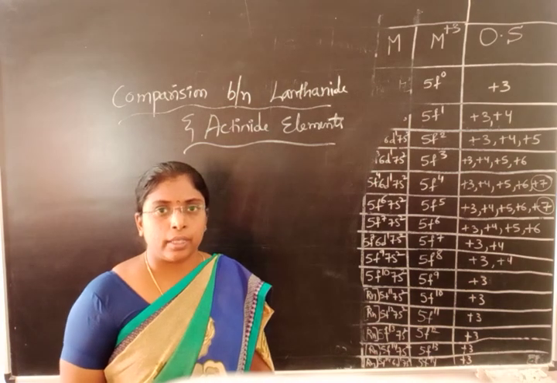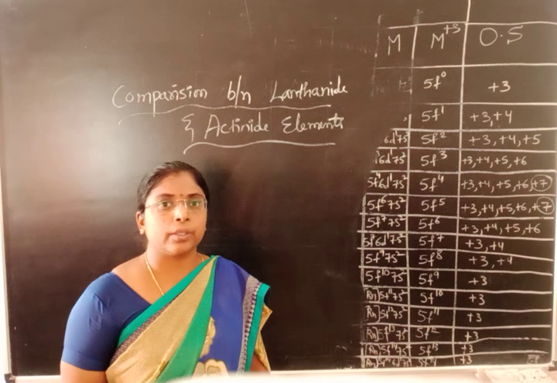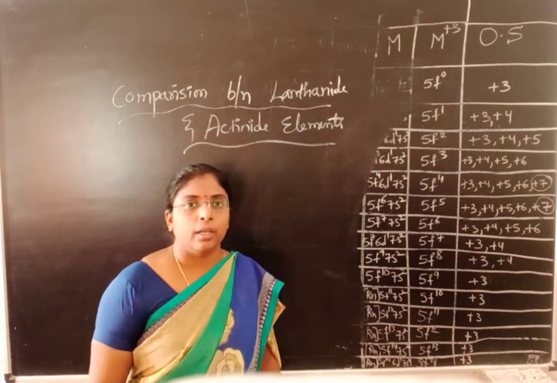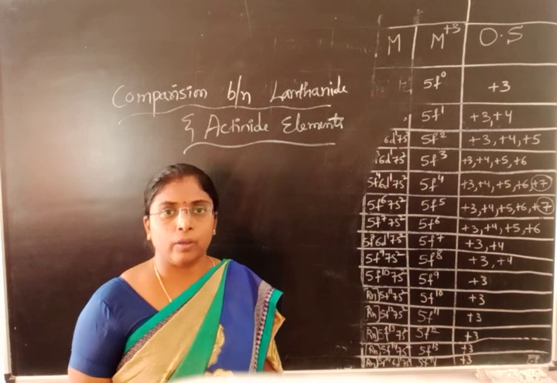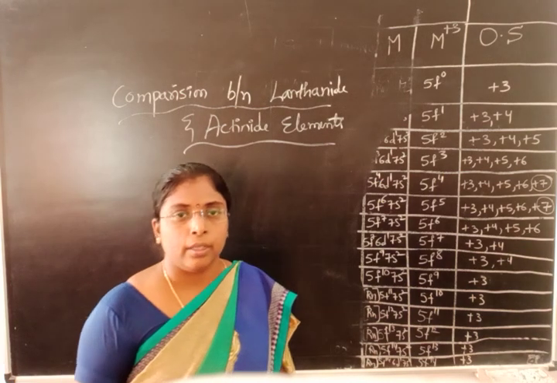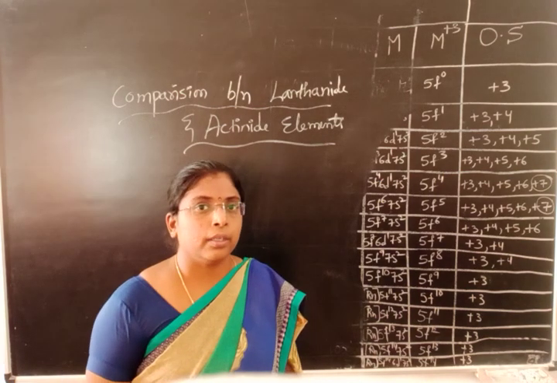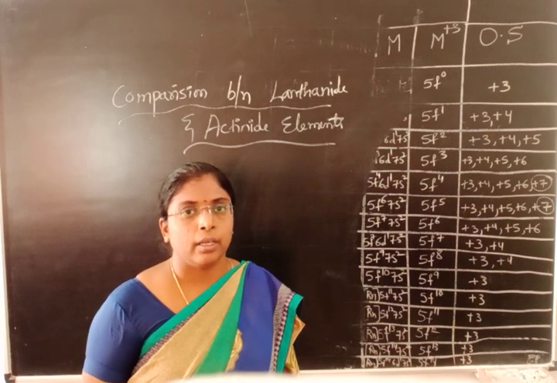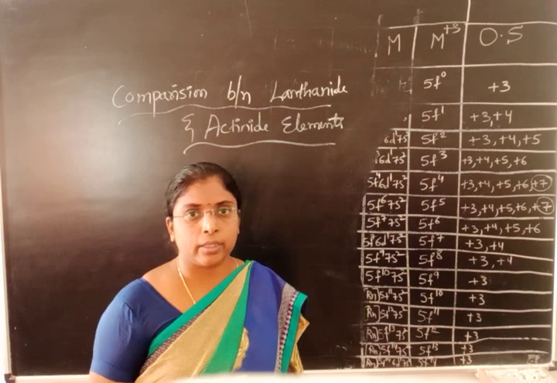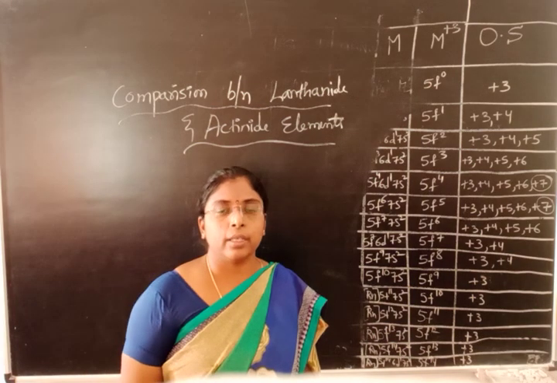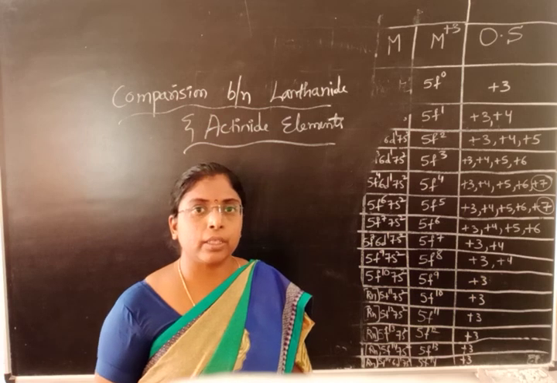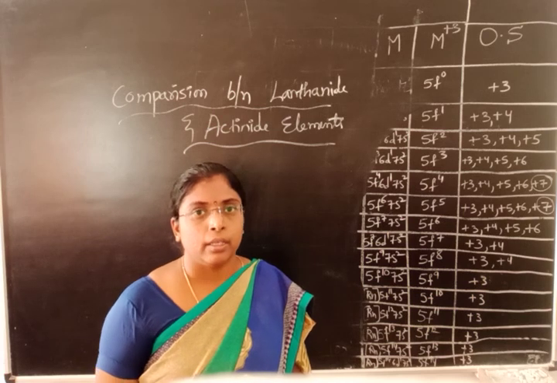among the lanthanide and actinide, which is the radioactive? Actinide elements are radioactive in nature, whereas the lanthanide elements are non-radioactive in nature. This is the first difference. The actinide elements have smaller size. Their atomic and ionic size is smaller, whereas the lanthanide elements are larger. Compared with the actinides, lanthanides are greater in size.